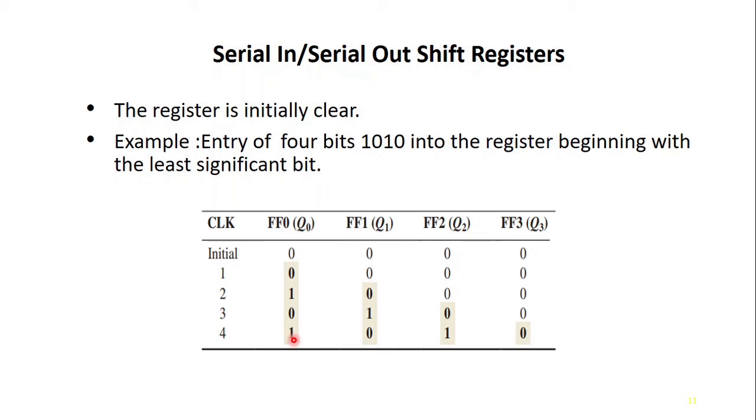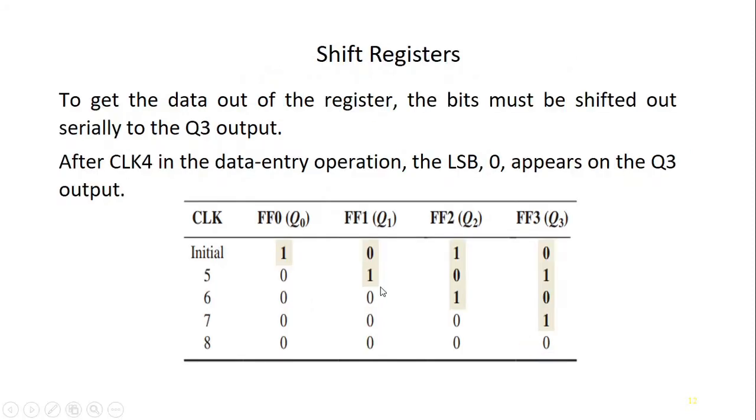If we need to get the data out of the register, the bits must be shifted out serially at the output. So let's see how the bits are taken out from this shift register. To get the data out of the register, the bits must be shifted out serially to the Q3 output. After clock 4, the status of the shift register is 0101.